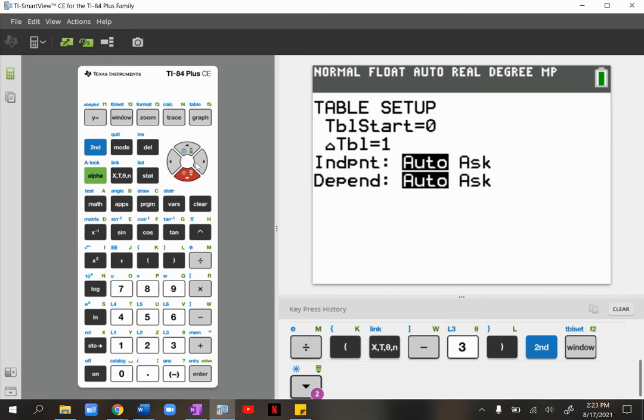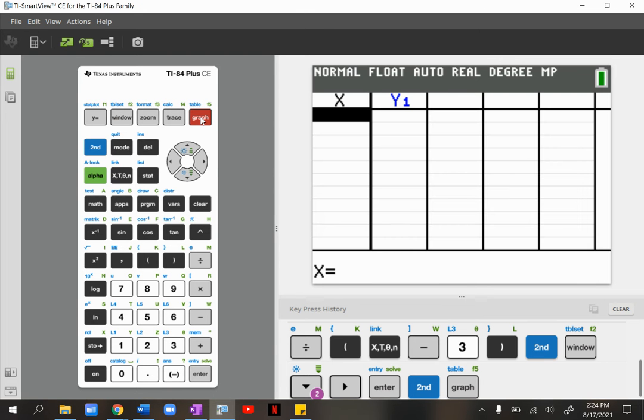What I'd like to do right now is change the independent variable from auto to ask, and I encourage you to try this at your table with me. It'll make more sense as we go along. Once we turn that to ask, if you press second table, it's going to bring up a completely blank table.